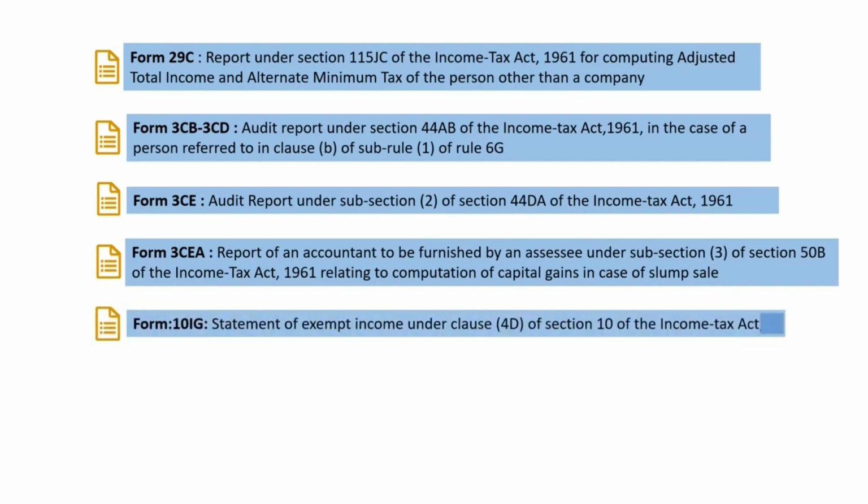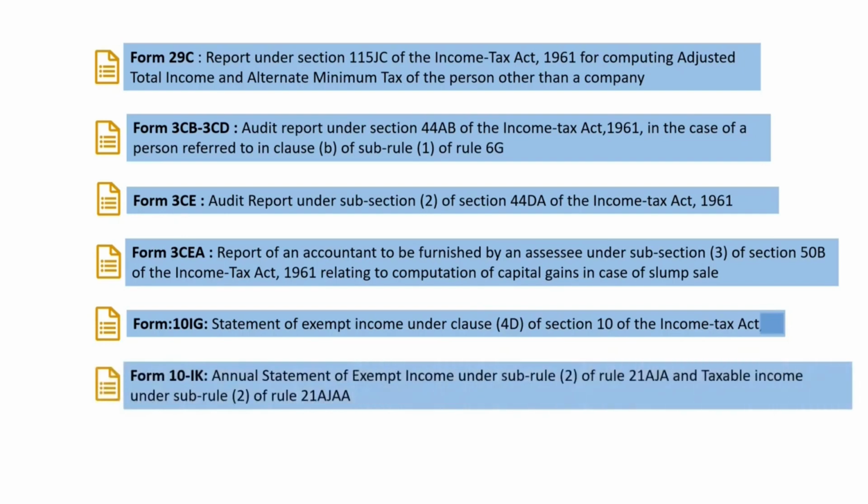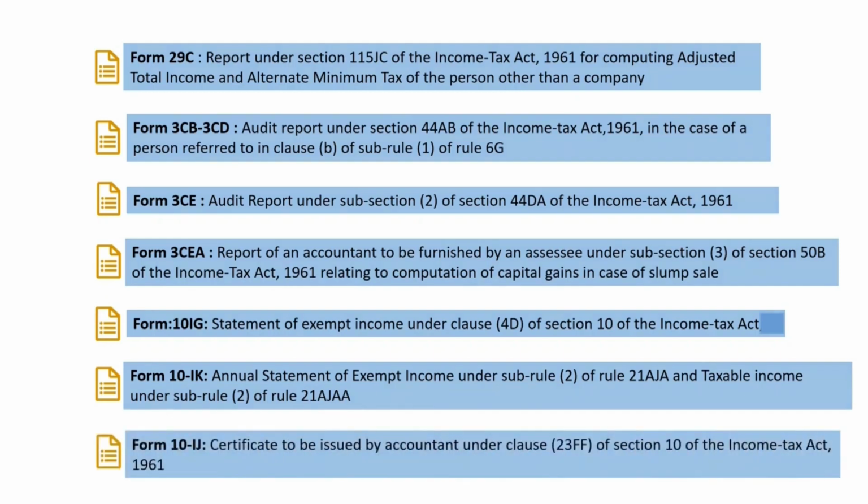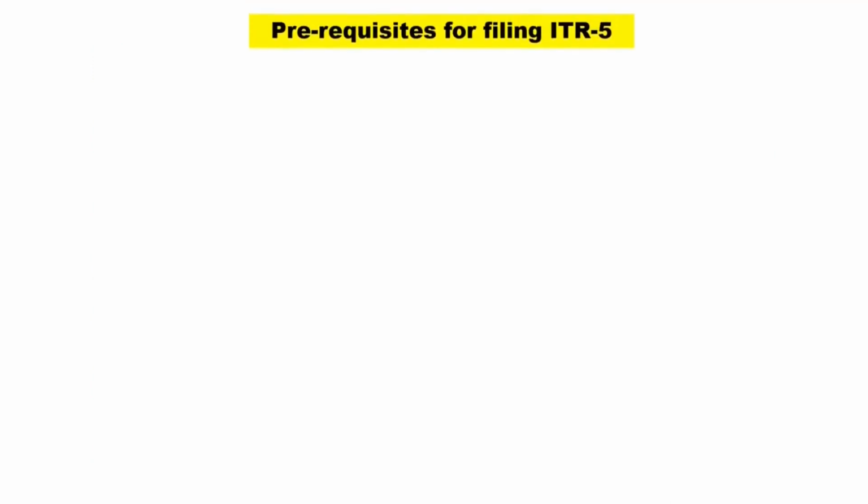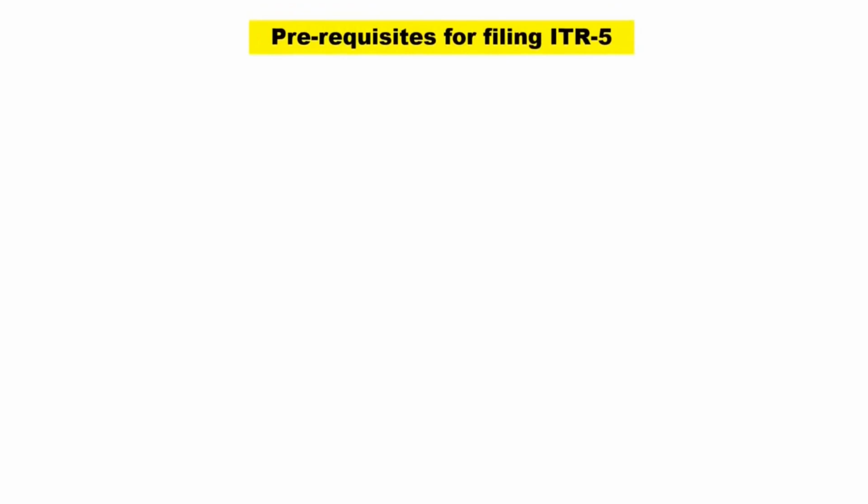Form 10IG, which is statement of exempt income under Clause 4D of Section 10 of the Income Tax Act. Form 10IK, which is annual statement of exempt income under Subrule 2 of Rule 21AJA and taxable income under Subrule 2 of Rule 21AJAA. Form 10IJ, which is certificate to be issued by accountant under Clause 23FF of Section 10 of the Income Tax Act. Before going to the FAQs on ITR 5, let us see the prerequisites of filing the form.